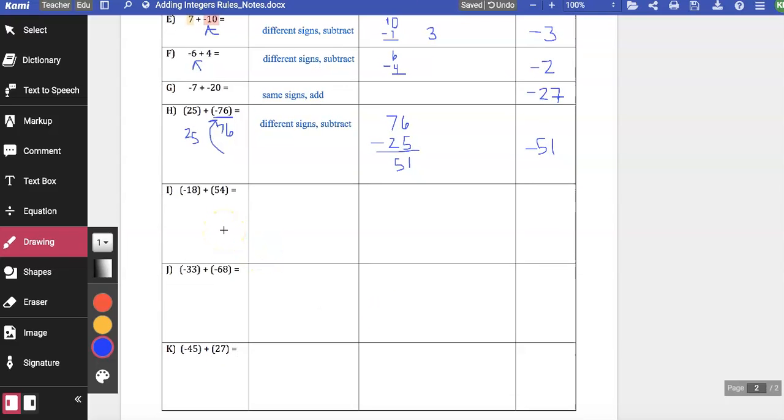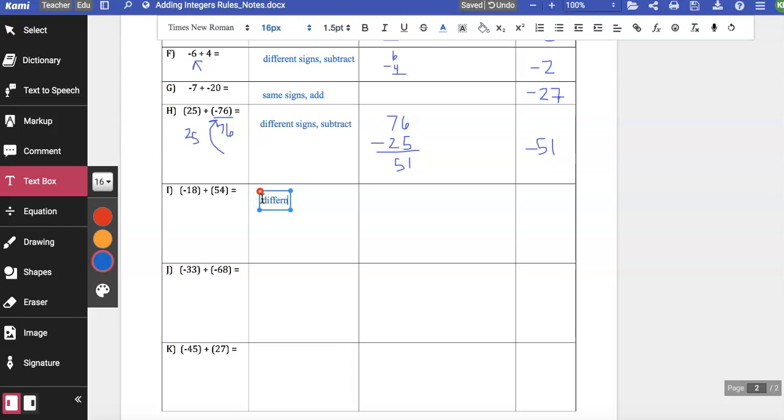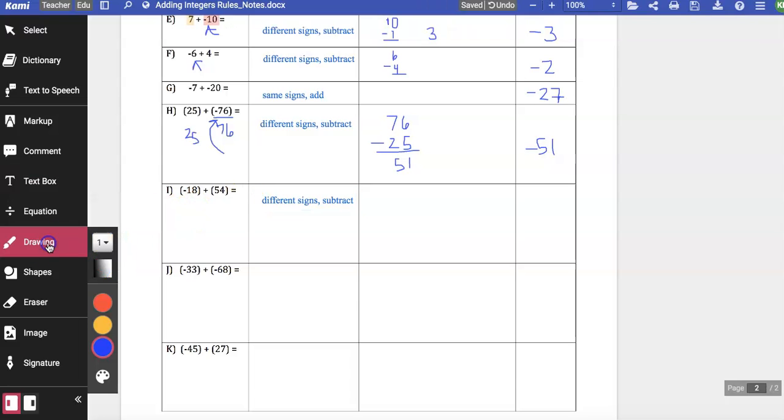Letter I, negative 18 plus 54. These are different signs. We have a positive 54 and a negative 18. So one's negative, one's positive. Different signs we subtract. In terms of absolute value, this is 18 and this is 54. So in terms of absolute value, 54 is larger. So we put that at the top and we subtract the 18.